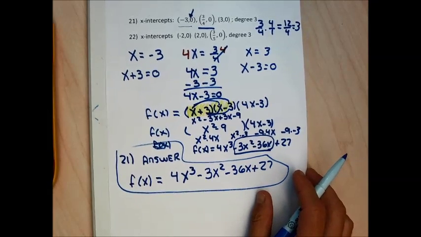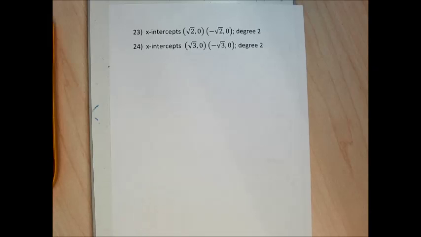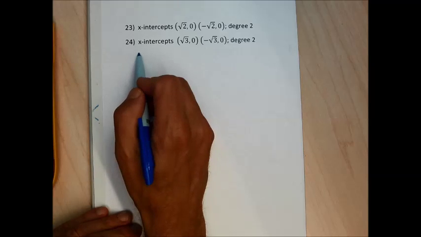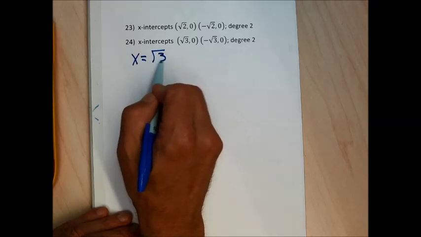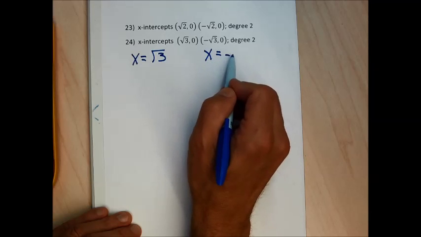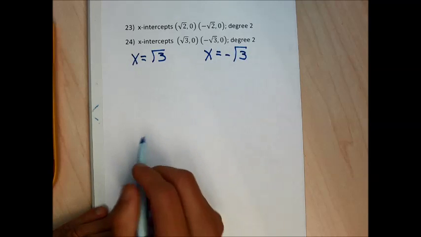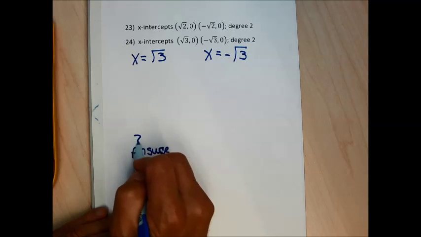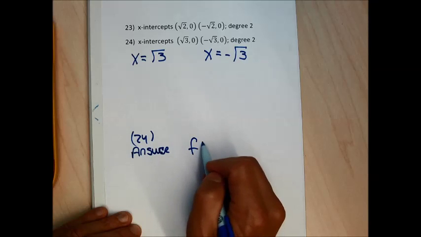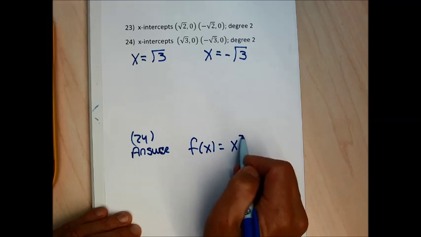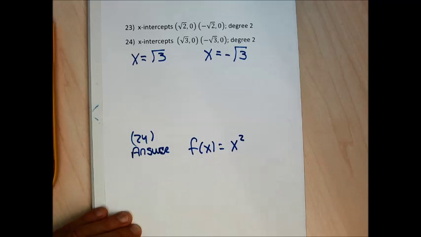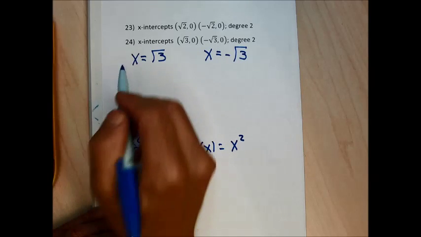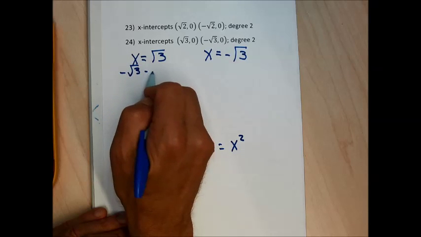All right, so I'm not going to do 22, but I will do 24, and I'll let you do 23. So 24, I need x-intercepts of x equals square root of 3, and x equal negative square root of 3, and I'm coming up with a second degree polynomial. So my answer to problem 24 has to have an x squared. Since none of the x-intercepts are fractions, there's probably not going to be a number in front of the x squared. I'm going to set each of these equal to 0, just like I've done in the last few problems.